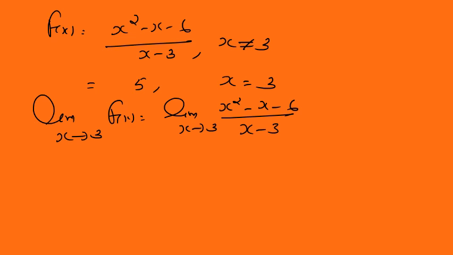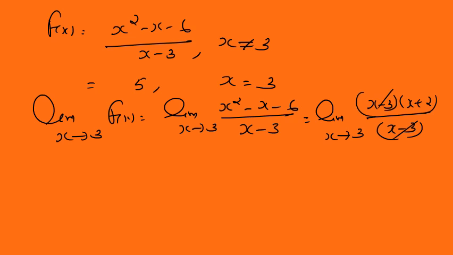ഇവിടെ നമ്മൾ x നെ 3 ഡയറക്റ്റ് ഇട്ട് കൊടുത്താൽ 9 minus 9 by 3 minus 3, 0 by 0 ഫോം വരും. അത് ചെയ്യാൻ പറ്റൂല. അപ്പൊ നമ്മൾ എന്ത് ചെയ്യണം? അതിന് മേലെയുള്ളതിനെ ഫാക്ടറൈസ് ചെയ്യണം. കഴിഞ്ഞ വർഷം പഠിച്ചിട്ടുള്ള, ഇത് x minus 3 into x plus 2 by x minus 3. x minus 3 x minus 3 cancel. So limit x tends to 3 x plus 2. x ന് 3 ഇട്ട് കൊടുക്കുമ്പോൾ 3 plus 2, 5.